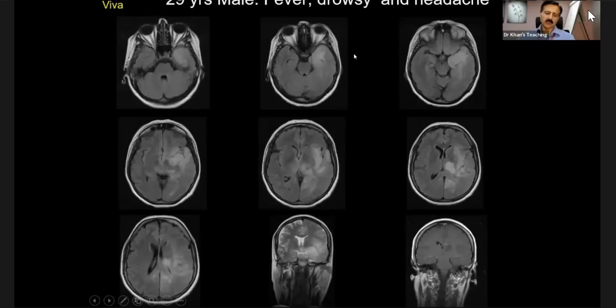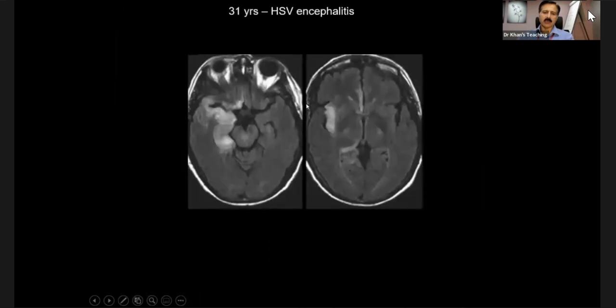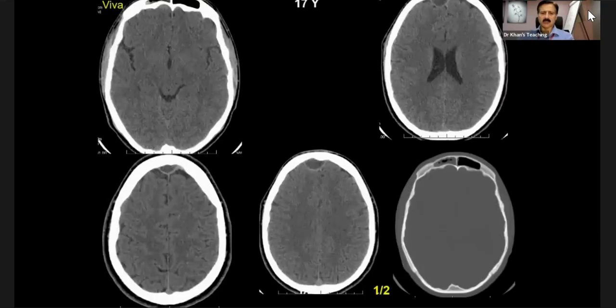Excellent. So in herpes encephalitis, what happens is that there is high signal, particularly in the medial temporal lobe, the insula, and the subfrontal region. This case is classical. All of you can diagnose it, so we'll crack on. Nothing difficult in this case.